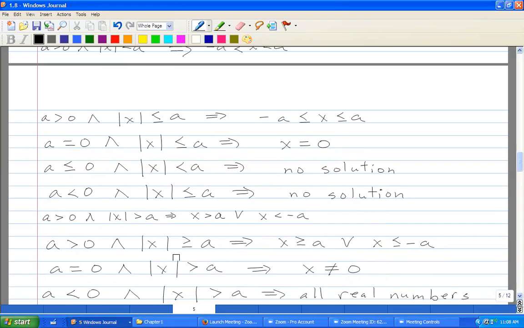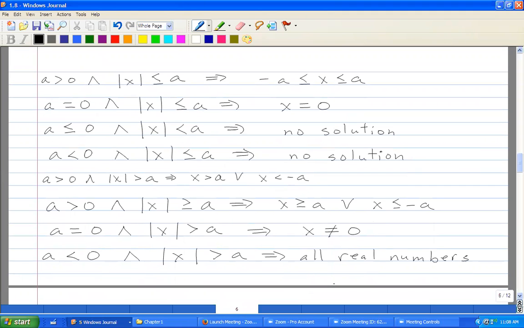If I want to solve the inequality, the absolute value of x is greater than 0, well, then it means everything has an absolute value greater than 0 except for 0. So that just says that x is not 0. If I want the absolute value of x to be greater than a negative number, well, absolute value is always greater than a negative number. And so the solution is all real numbers.